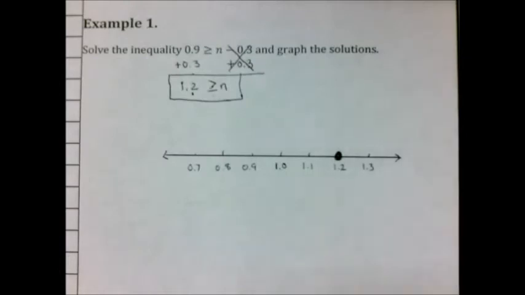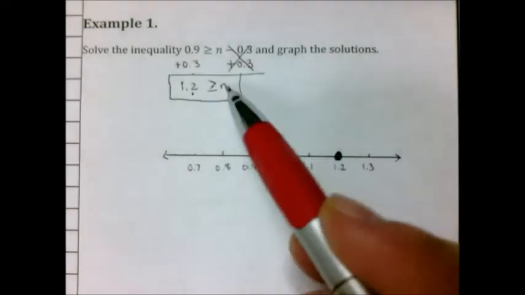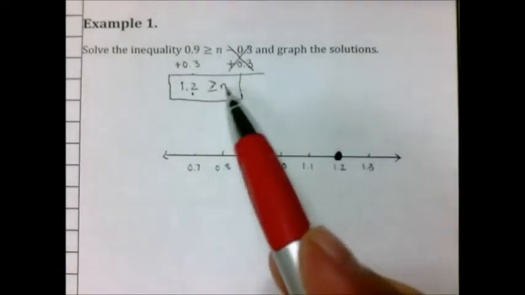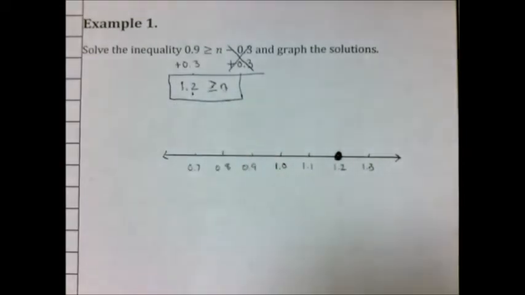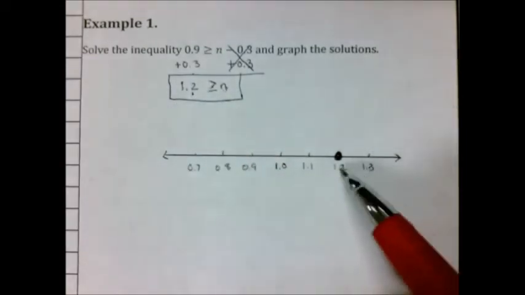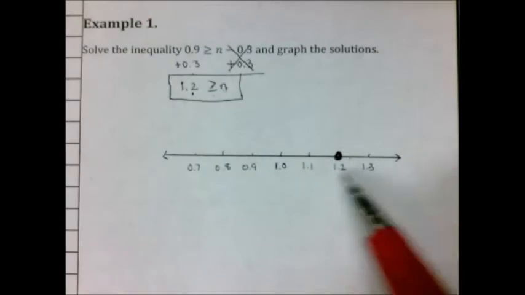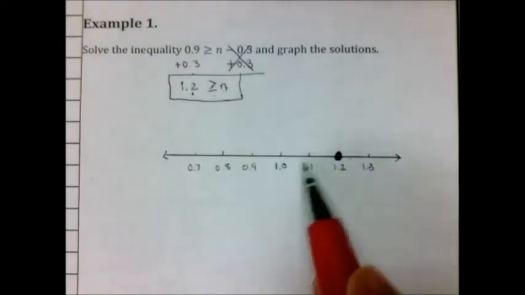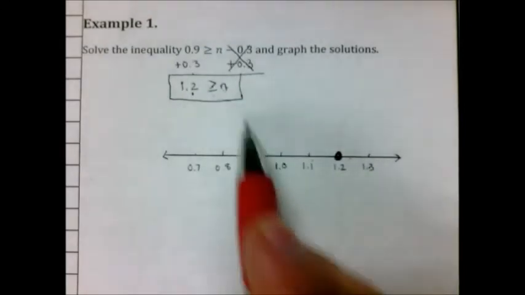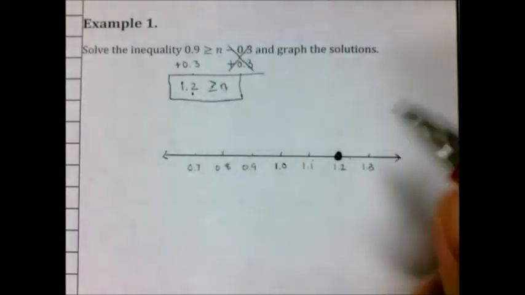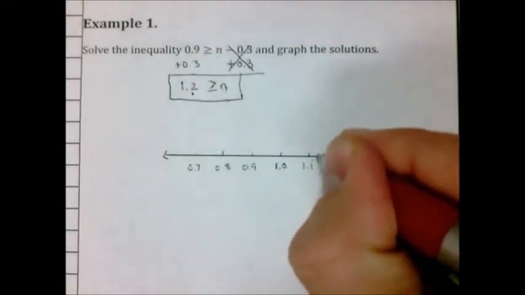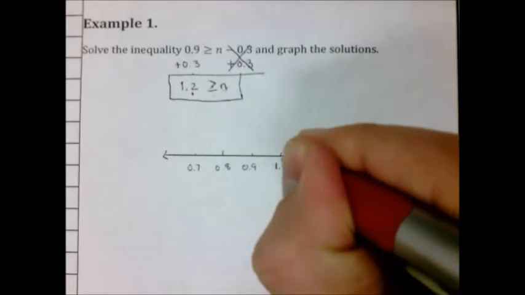And then we just have to test values, right? If we were to have n be 1.3, is 1.3 less than 1.2? Well, no, 1.3 is greater than 1.2, so we would not shade in that direction. Same goes for, we can use 1.1 or 1. Is 1 less than 1.2? We see that that is true, so we're going to go ahead and shade off to the left.